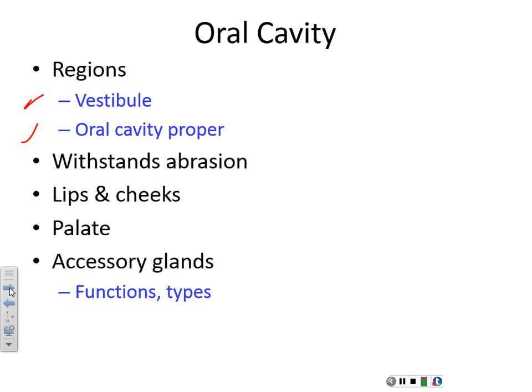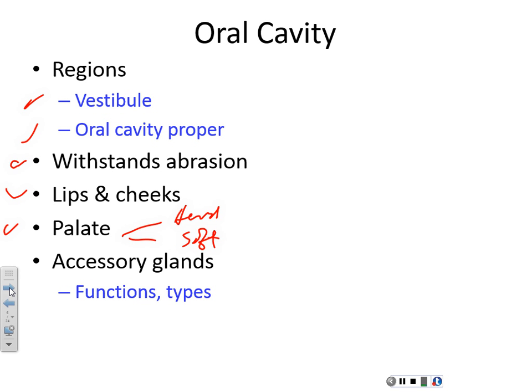So know the parts there, and of course the cheeks, which have stratified epithelial cells that prevent abrasion, just like skin is stratified epithelium. And then the palate, it has two parts, hard and soft, and you need the functions of both. The soft palate makes up the uvula, which closes up the posterior nares, or the choanae, when you're swallowing, so that food doesn't get into your nasal cavity, right?